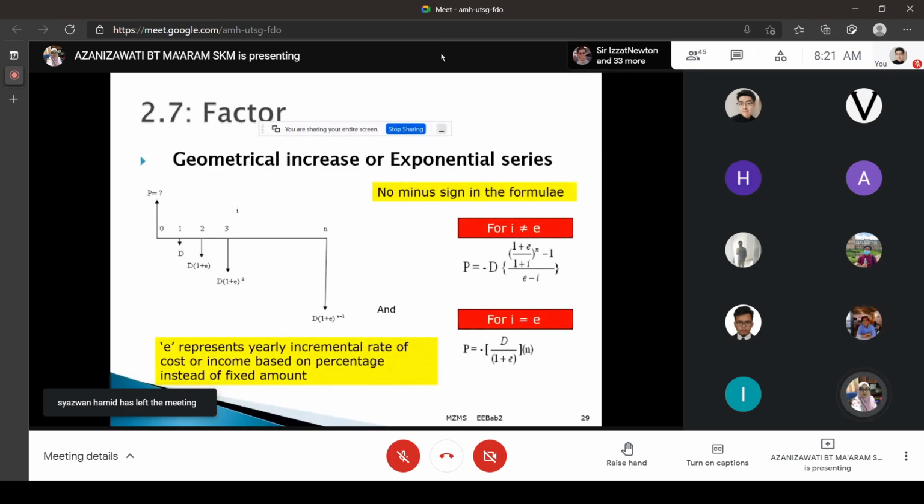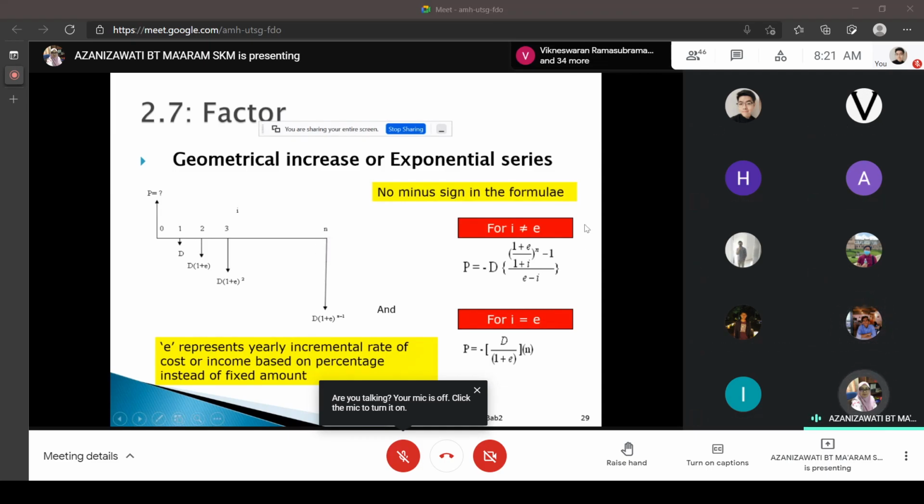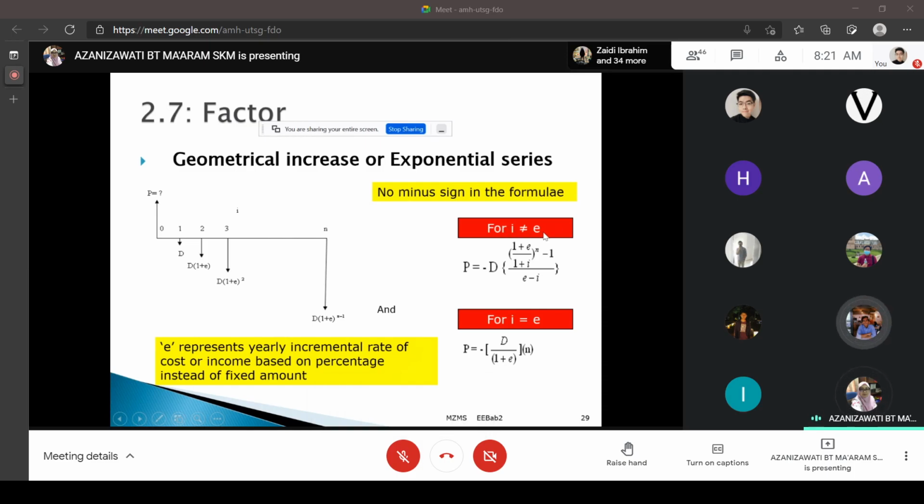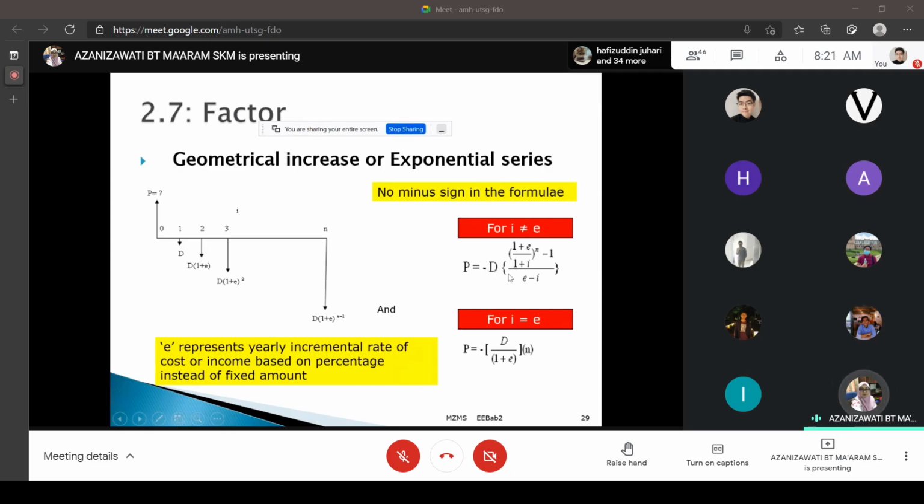Okay, compared to exponential. For exponential, if the interest rate is not equal with the exponential rate, you can use this formula where P equals negative D, 1 plus E per 1 plus I power of N minus 1, divided by E minus I. But if, let's say, your interest rate is equal with the exponential rate, you use another formula, where E represents the yearly incremental rate of cost or income based on percentage instead of fixed amount.